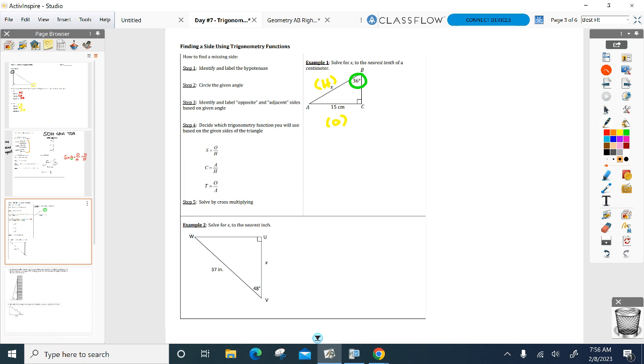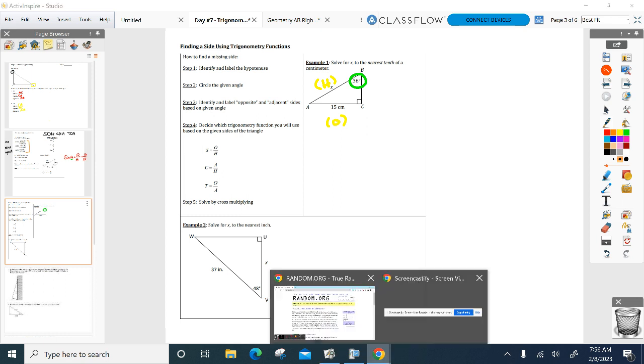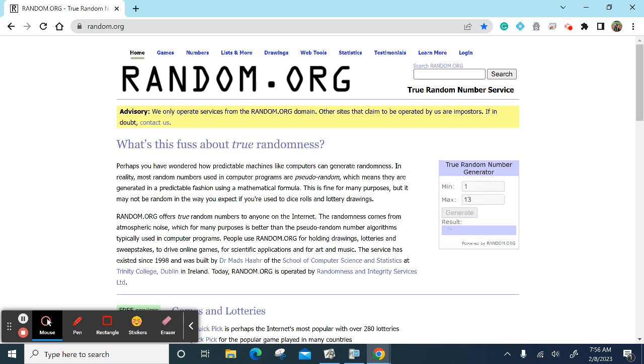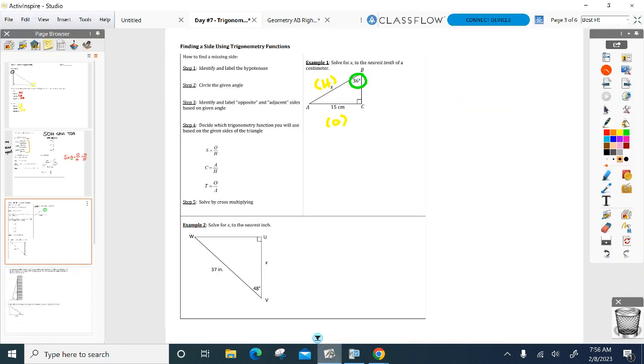If I have the opposite and the hypotenuse side, which one of these 3 ratios can I use? If I have opposite and I have hypotenuse, which one of the 3 ratios do I have enough information to use now? What's that ratio called? Sine. Perfect. Everyone good while we're picking sine? All right. So I'm going to use its abbreviation, SIN.